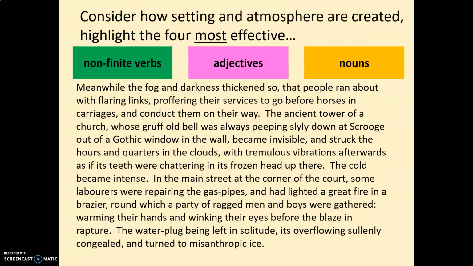I'm going to read the second extract now. Meanwhile, the fog and darkness thickened so that people ran about with flaring links, proffering their services to go before horses in carriages and conduct them on their way.